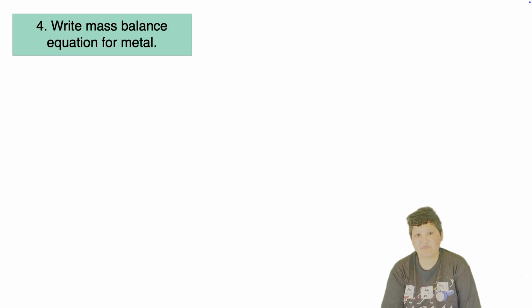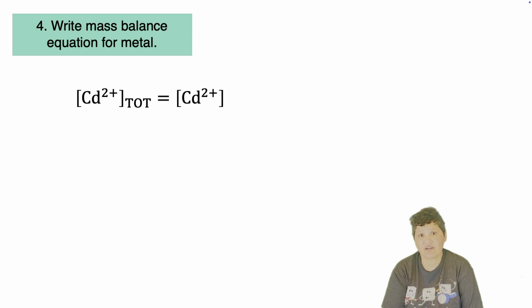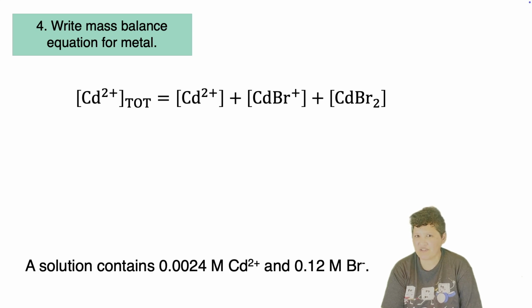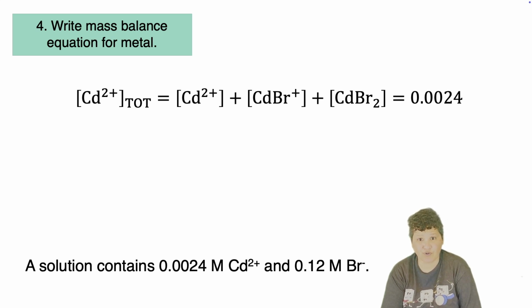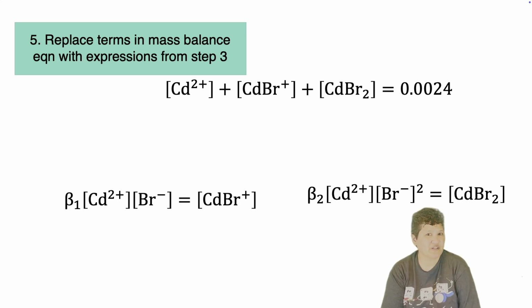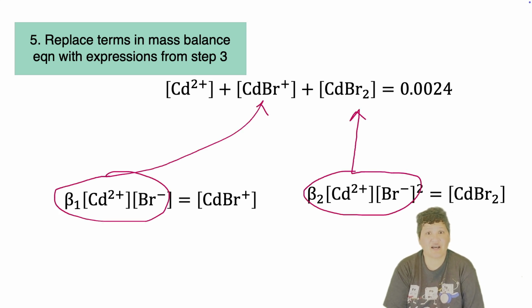Now we get to write a mass balance equation for the metal. Our total cadmium concentration must be equal to the concentration of free cadmium plus the concentration of the cadmium complex with 1 bromide ligand plus the concentration of the cadmium complex with 2 bromides. And based on the information given in the original problem, we know that these concentrations must add up to a total of 0.0024 molar. Now that we have the mass balance equation, we can substitute the expressions we derived in step 3 for the concentrations of each of our cadmium-bromide complexes.